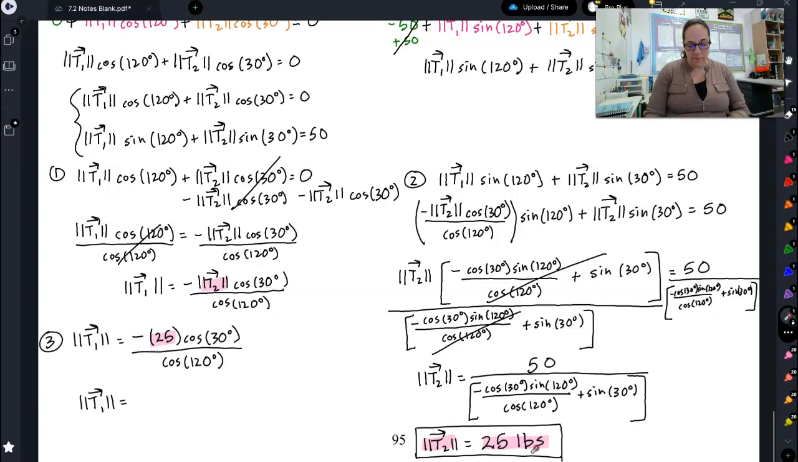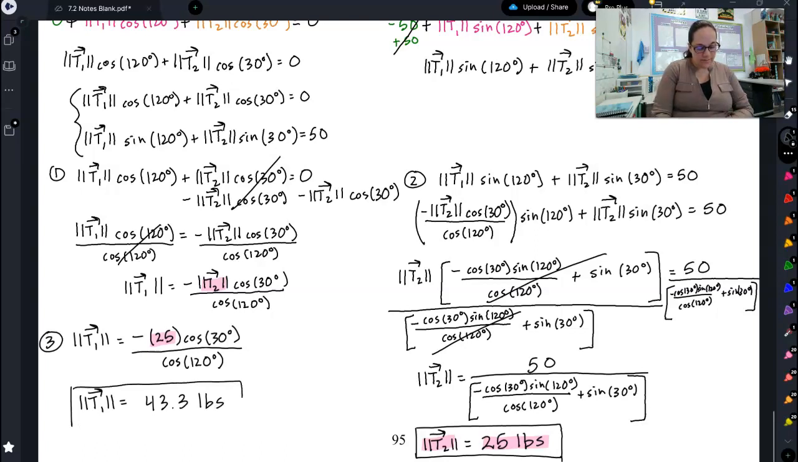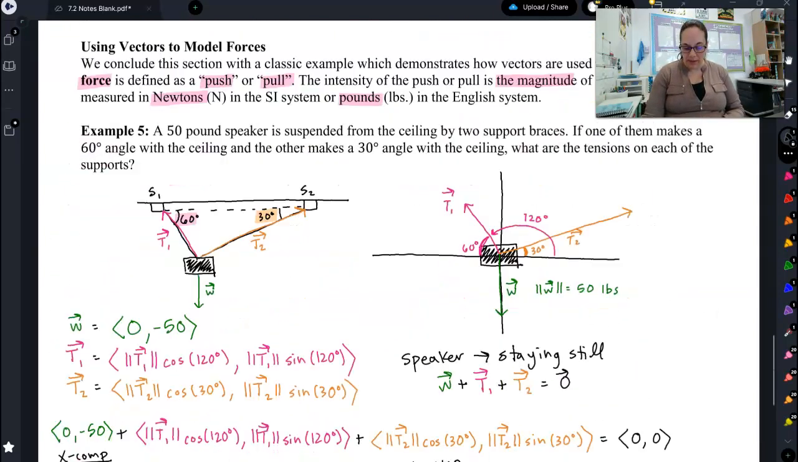So my last step is to take this 25 pounds and go back to my equation for T1, plug 25 in because I now have that answer. Then all I have to do is type all of that into my calculator to get that the tension for support beam 1 is going to be 43.3 pounds. And there we go. So kind of a beast of a problem.